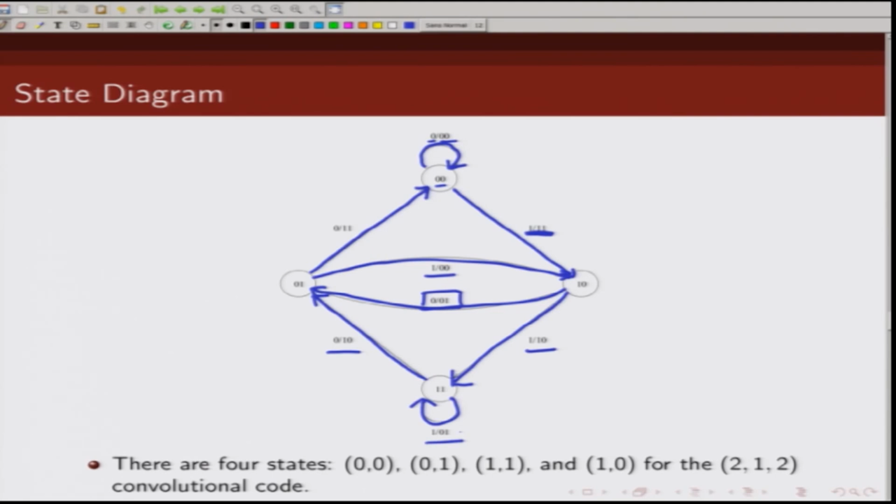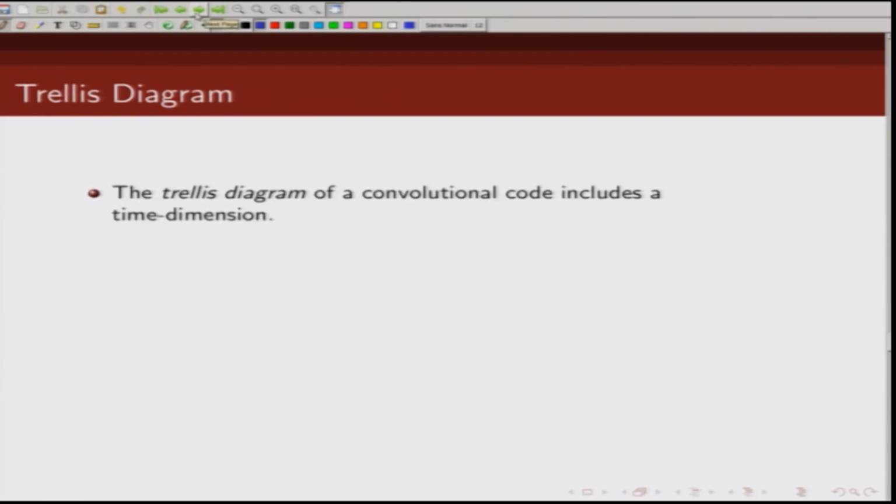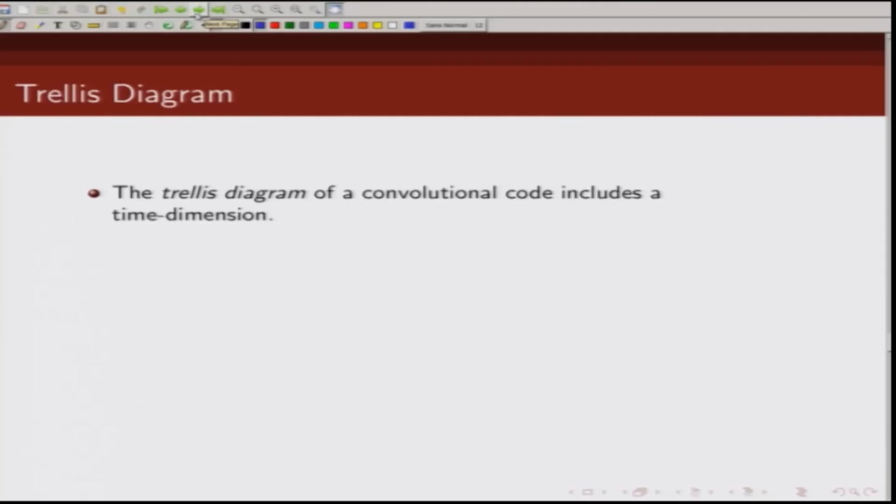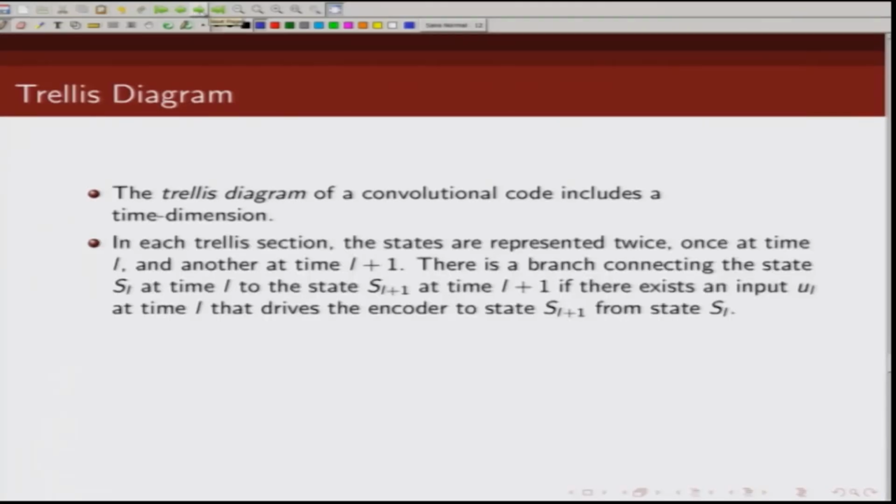So, note that here I have graphically represented all possible state transitions corresponding to the convolutional encoder that we have considered, and this is my state diagram. Okay. So, next let us talk about trellis diagram. In trellis diagram we include another dimension which is the time dimension, and how do we show that time dimension? Let us first talk about what is a trellis section.